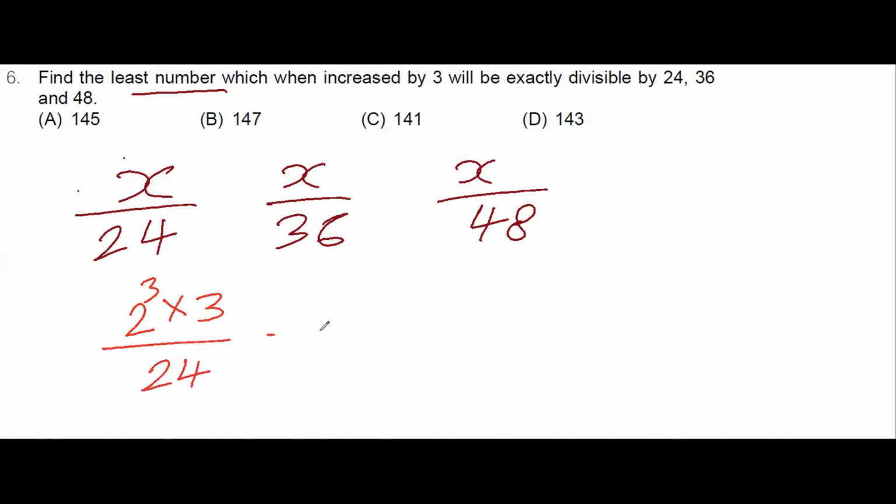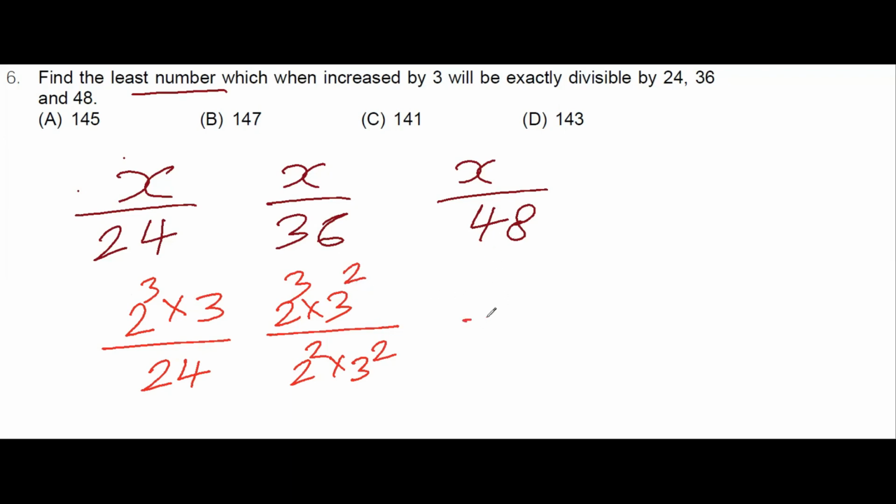Now again 36. So I know the factors of 36. It is 4 into 9, that is 2 square into 3 square. So I already have 2 cube from this, I already have 3 from here, but here I need 3 square, so I will have one more 3. So this is exactly divisible by 36.